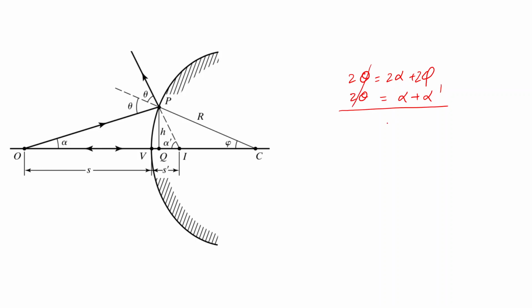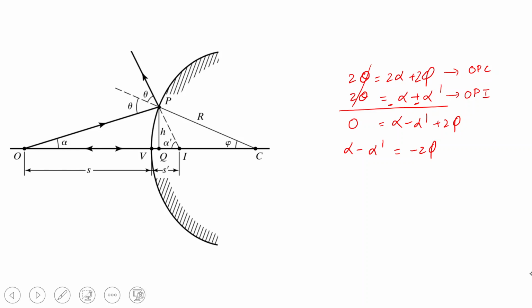2 alpha minus alpha is alpha, right? And here I'm subtracting, so I have minus alpha prime plus 2 phi, and this is 0. So I would have alpha minus alpha prime is equal to minus 2 phi. Again, we got the first equation from triangle OPC, the second equation from triangle OPI. We combine those two equations to get essentially this equation: alpha minus alpha prime is equal to minus 2 phi.